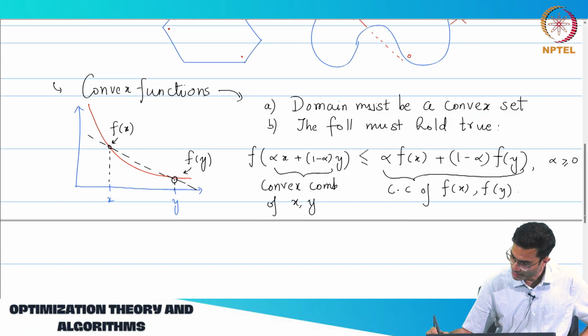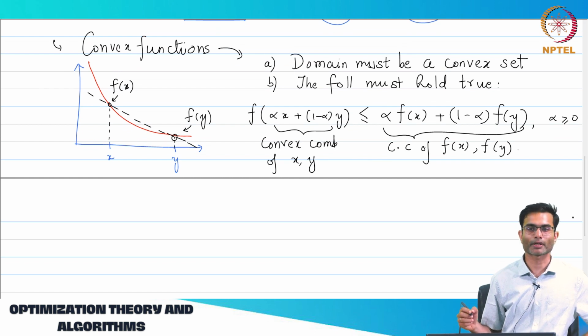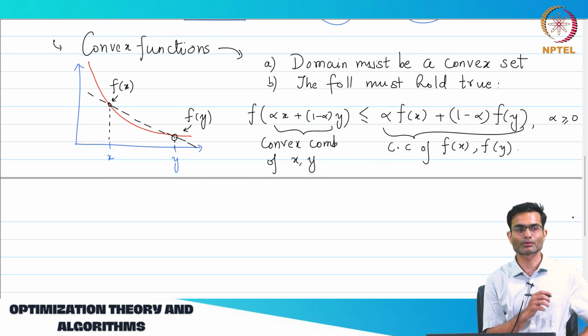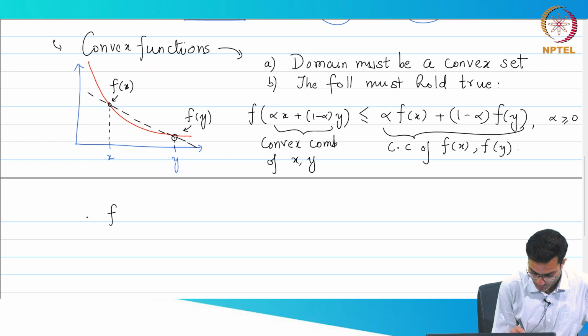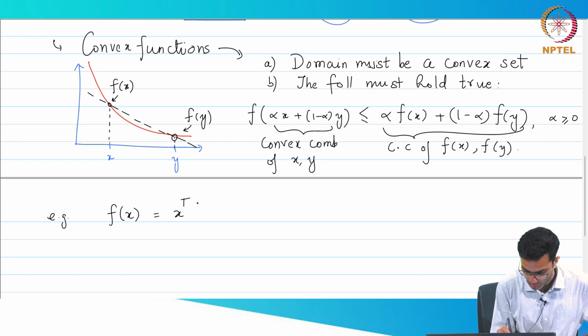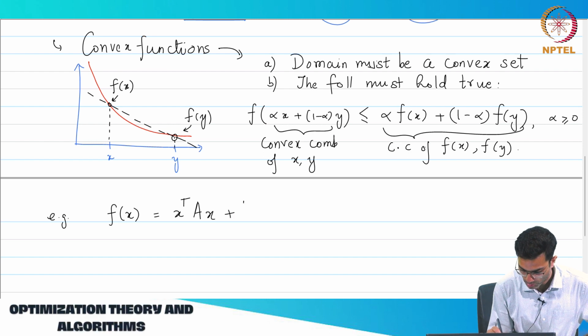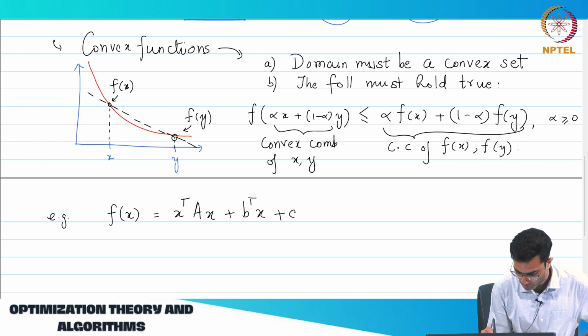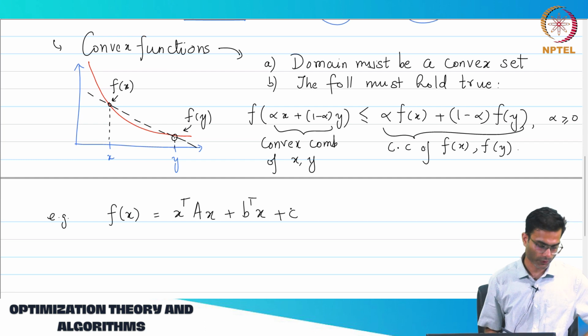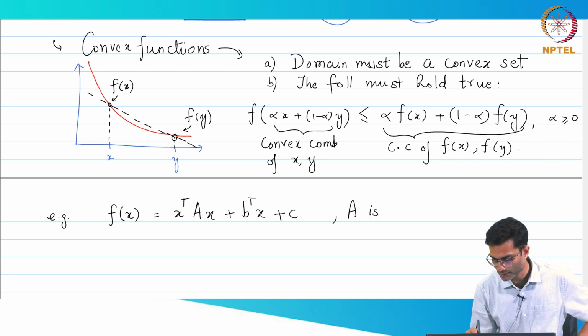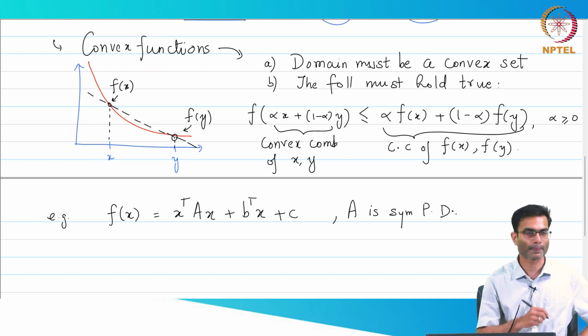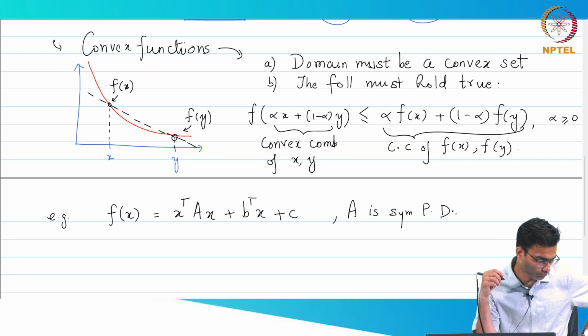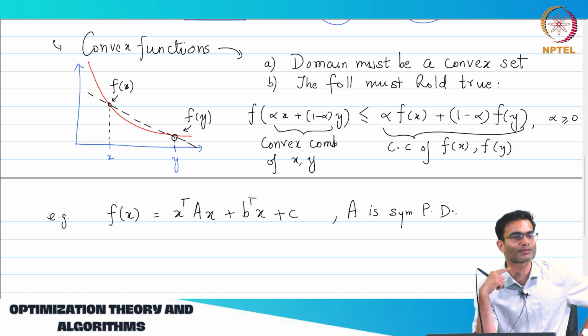All right. So let's take an example of this. So I'm going to write down an expression which we will deal with throughout this course. Okay. So example. Okay. And I'm going to say that A is symmetric, positive, definite. Okay. Now, the question is that is this function a convex function?